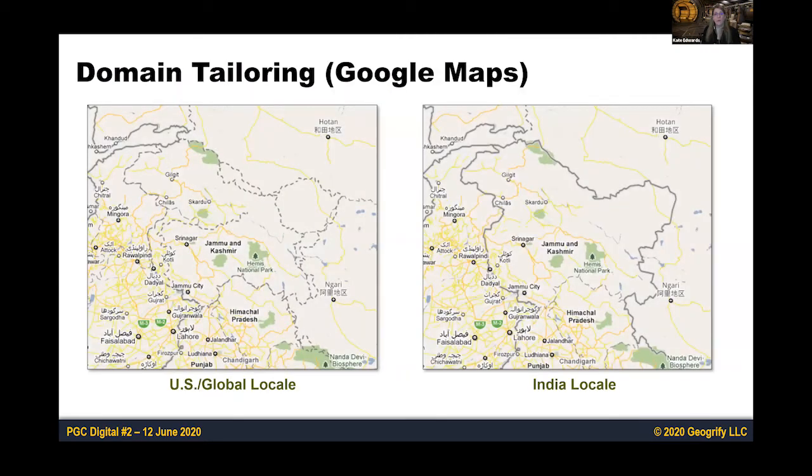I've done a lot of work with Google and a lot of non-game companies where we have to adapt content based on either government regulation or local expectations. You can see here's an example of the northern part of India, in Jammu and Kashmir, where in India, you must show it as Indian territory or else your product will be instantly banned. And so you have to get this stuff right.